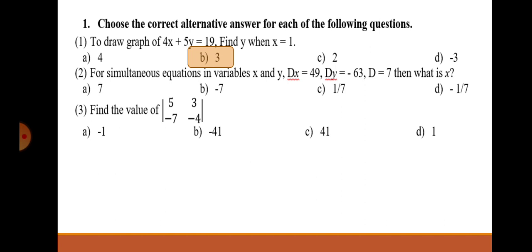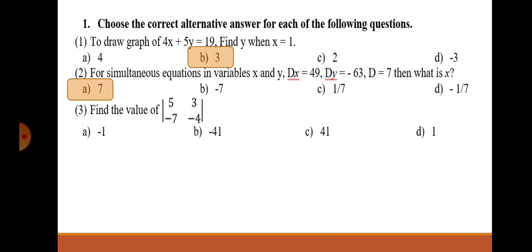For simultaneous equations in variables x and y, the value of determinant Dx is given as 49, determinant Dy is given as minus 63, and determinant D is given as 7. What is the value of x? So you know the formula, it is determinant Dx upon determinant D. So that is 49 upon 7. 49 upon 7 is 7.